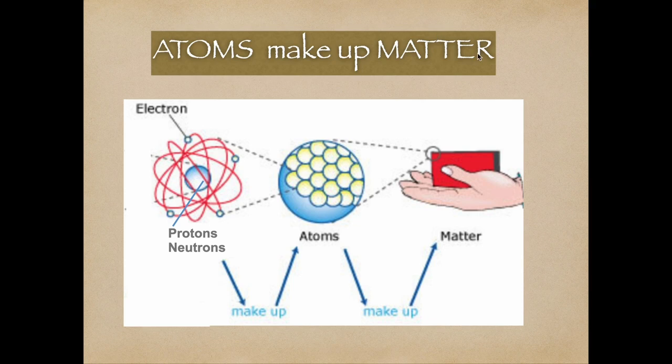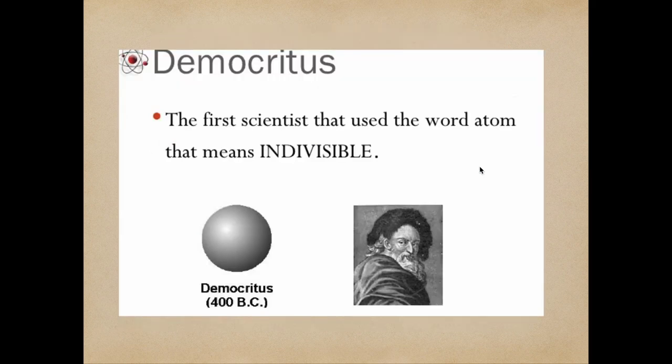So what makes up matter? There are small particles called electrons, protons, and neutrons that make up an atom. And these atoms are the building blocks of matter. Moving on to the next slide. This scientist called Democritus was the first scientist that used the word indivisible for an atom. What does indivisible mean? Indivisible means that the atom cannot be divided further.